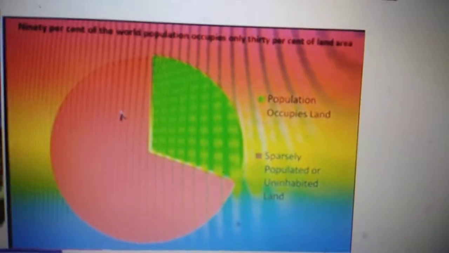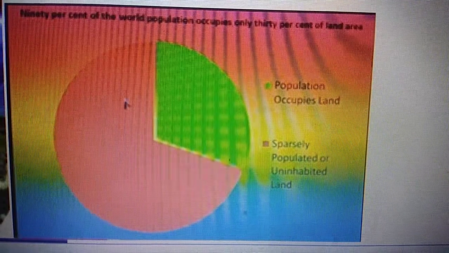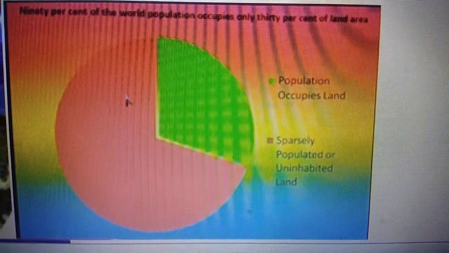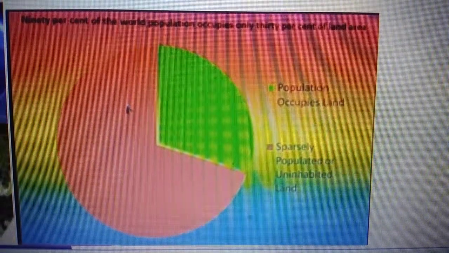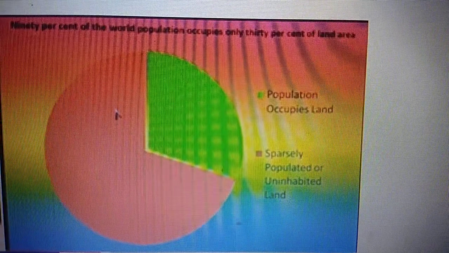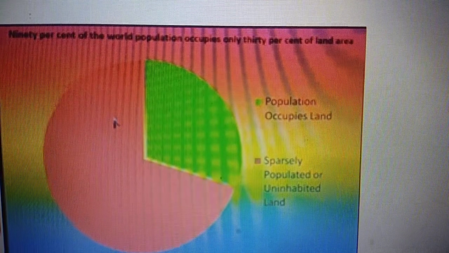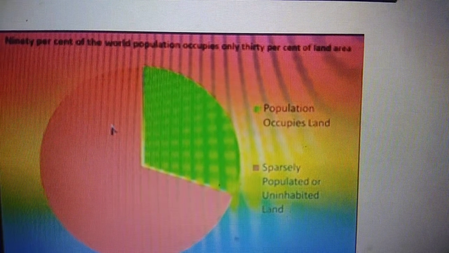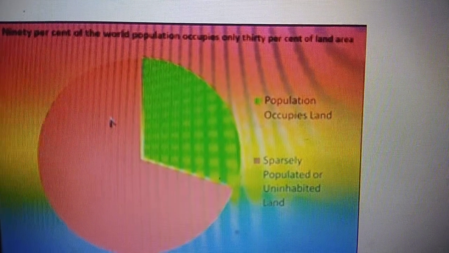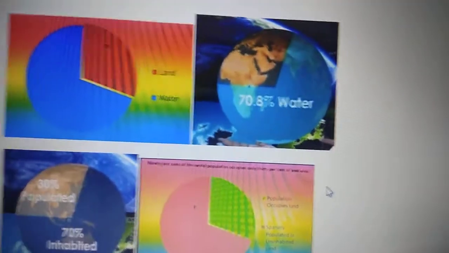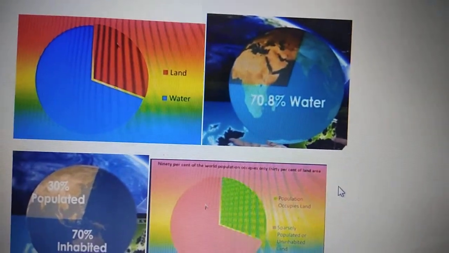The next figure you can see, it's showing the green part. Most of the people are living in the green portion. That is, whatever land we have, in that small portion 90% of the population lives there, whereas the rest is very sparsely populated or no one lives there. So you can see 90% of the world population occupies only 30% of the land area. Got it?